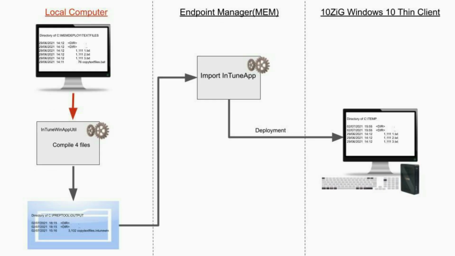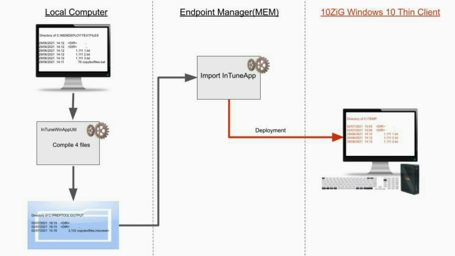For this example, I have created a series of text files and a batch script in a folder on my local machine that I will import into Endpoint Manager. The packaged files will be transferred to the Tenzig client, unpacked, and the script executed. The 3 text files will be copied into the client's temp folder on C.